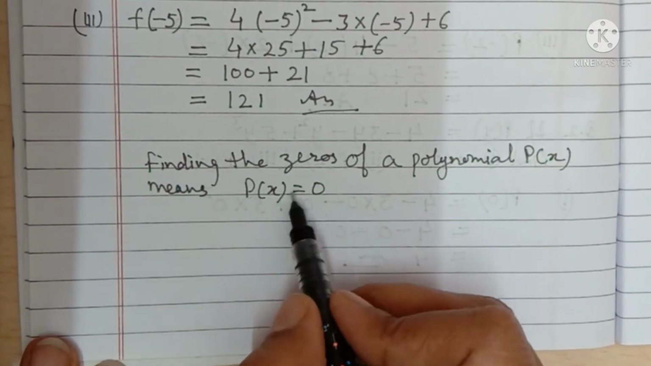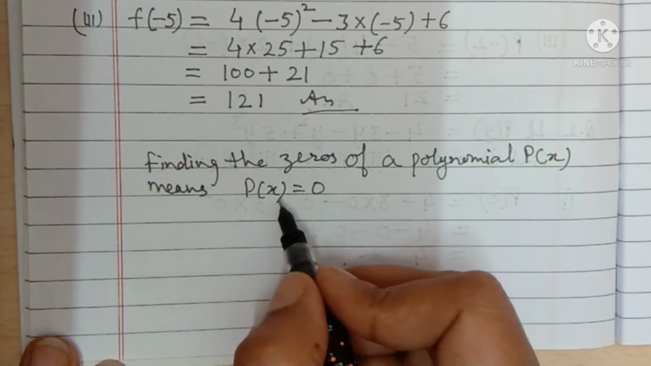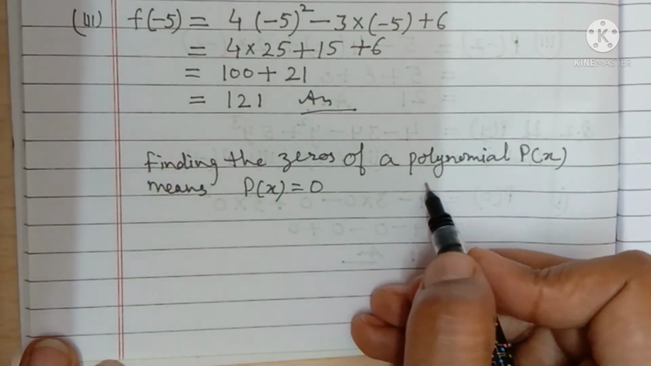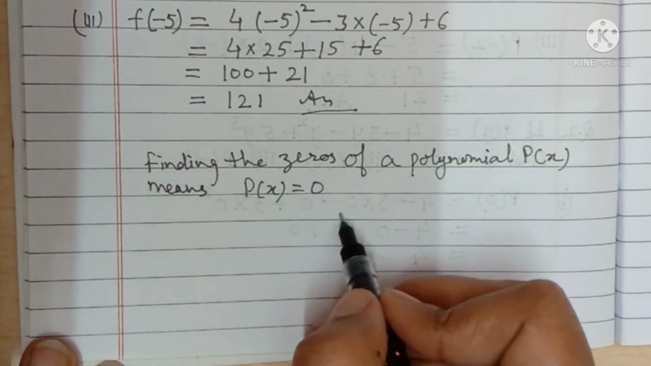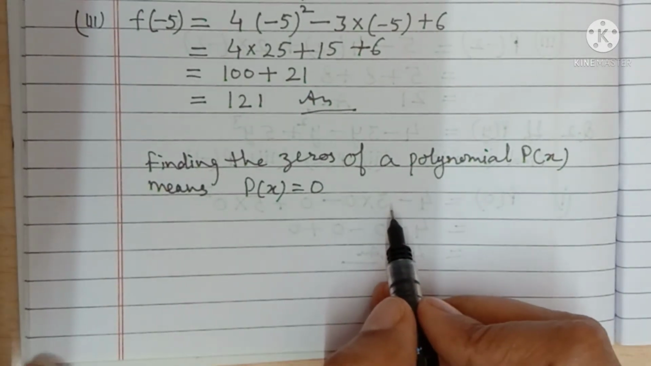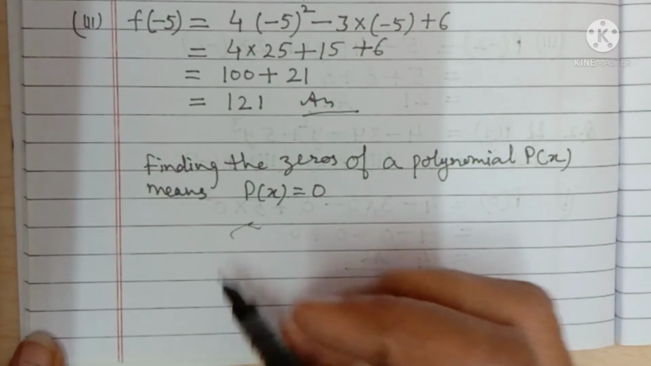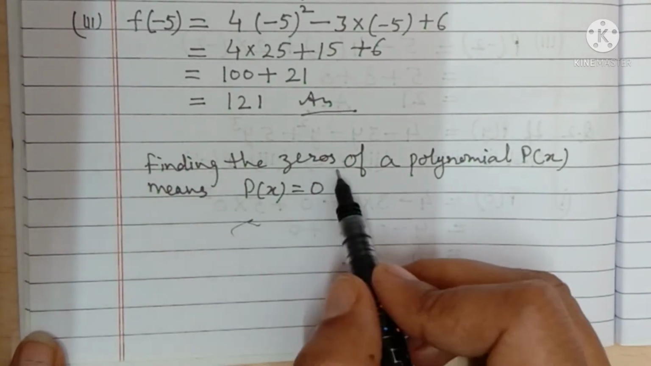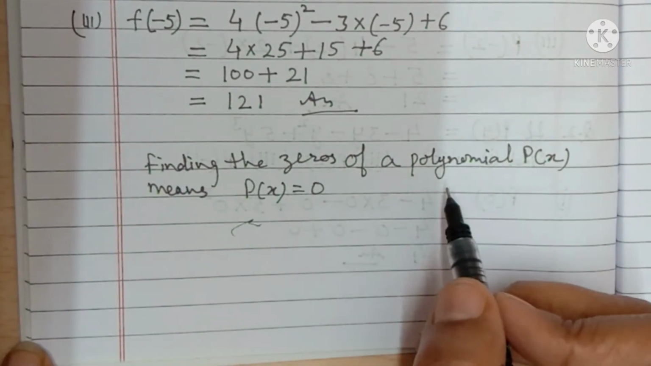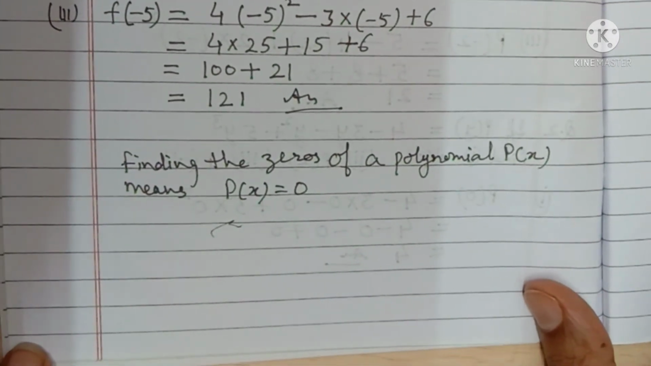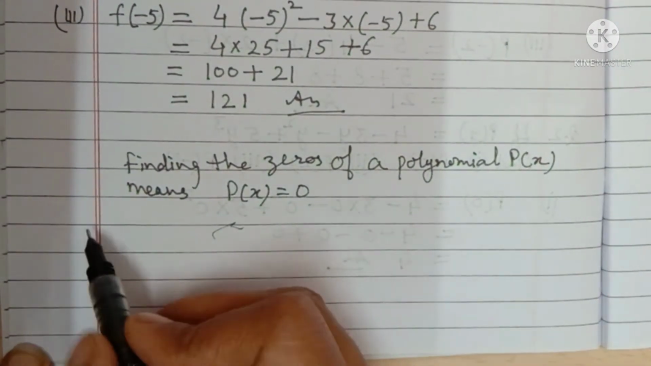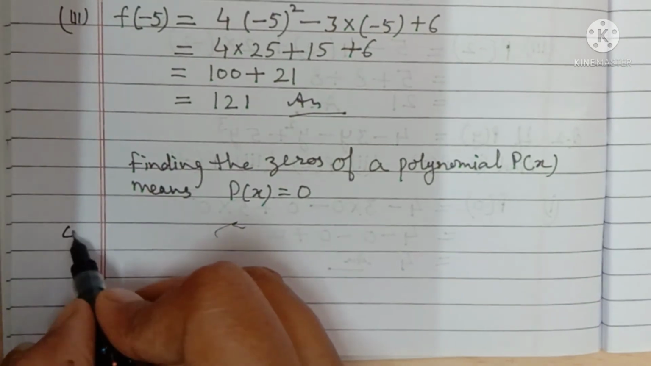So you will write the equation equal to 0. If any equation is given, you have to put equal to 0. So this is the meaning of finding the zeros of a polynomial. Now come to the question number 4. So you will know the concept very clear.